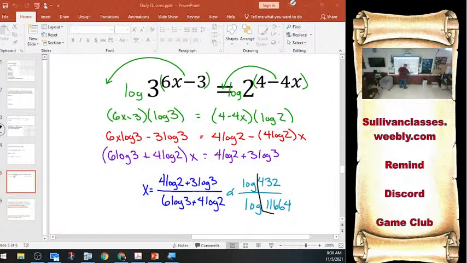Can I reduce this? Because I got rules about quotients and logs. Could I now just call that log of 432 over 11,664 and reduce that? I know that number reduces. I'm asking if we can do that.